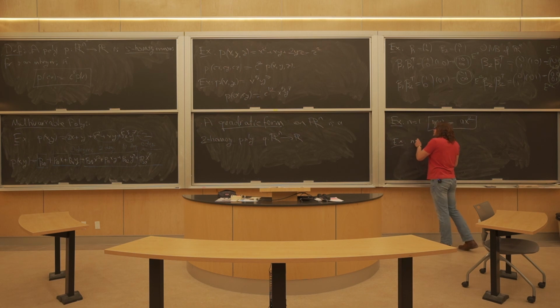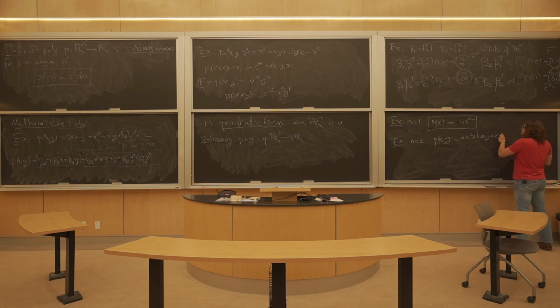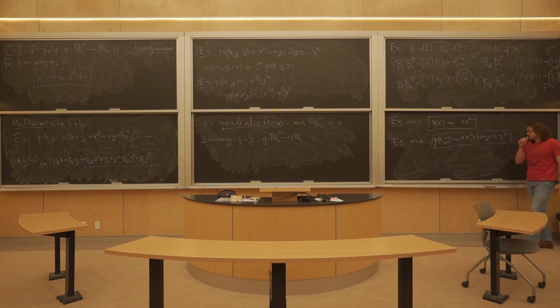In dimension 2, things are slightly more complicated. Now I can use mixed terms as well. I have x squared, y squared, and xy, and these are the only 3 terms. A, B, C can be any 3 numbers. Not the same C as that C, of course. This is the coefficient of the polynomial.